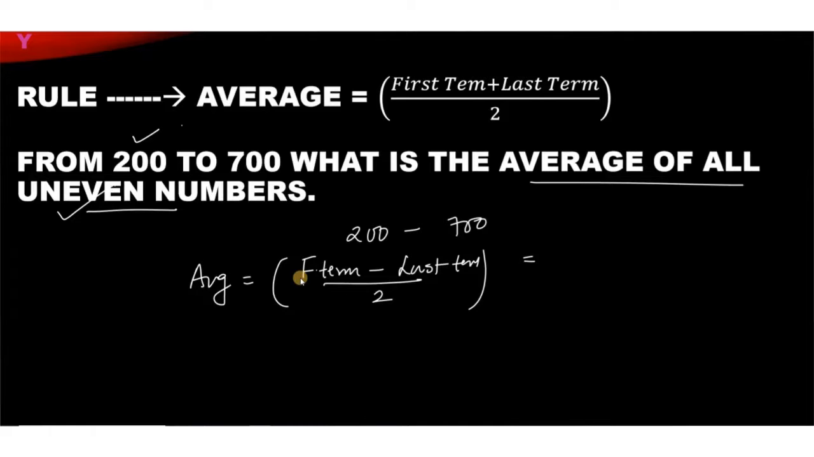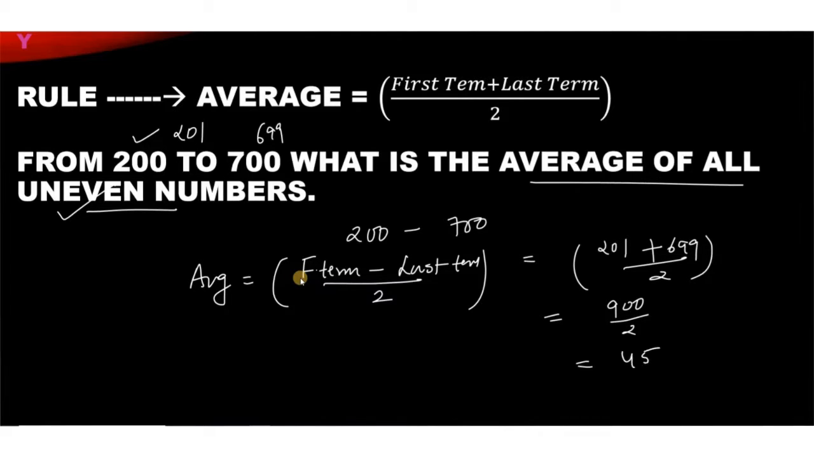So what will be the first term? 200 is even number, but 201 is the first uneven number. So first uneven number is 201. And what is the last uneven number? It is 699. So 201 plus 699 is 900, divided by 2. So that comes to 450. That is the average.